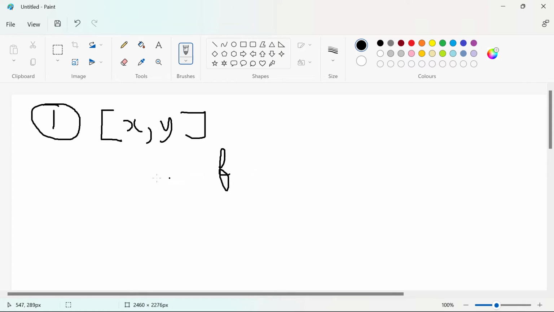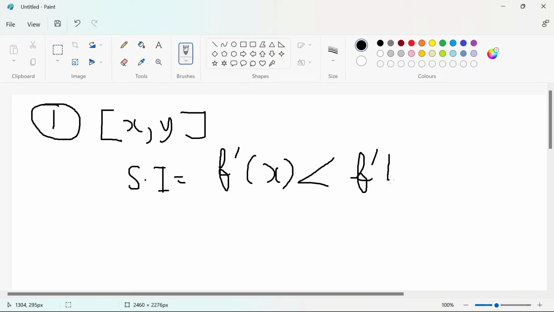For a strictly increasing function, f of x should be less than f of y. This is the law, and x should be less than y, and these both will be on some relation. And this is the concept for it. Let me give all those laws.